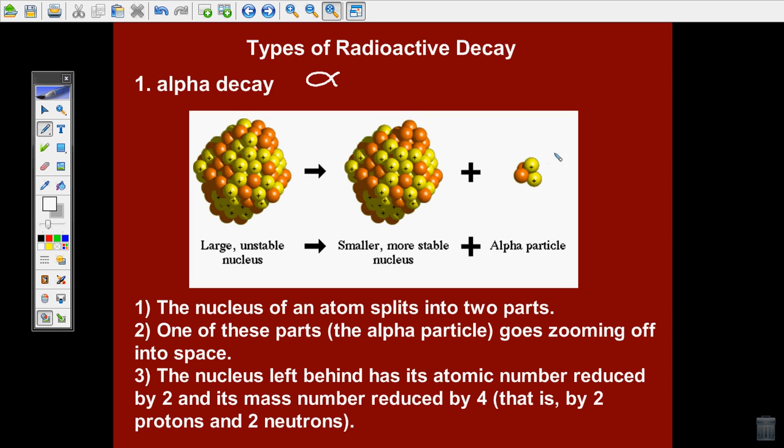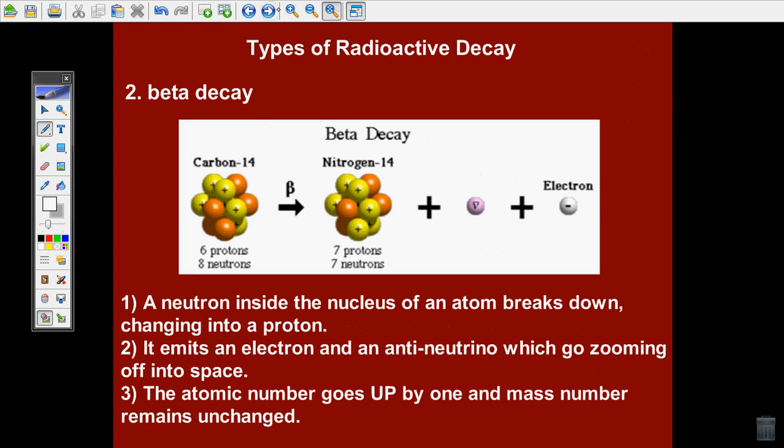So this alpha particle contains 4 particles, and 2 of those are protons. So basically, you're releasing a helium atom, right? This is the mass number, and this is the atomic number. So this is the symbol for an alpha particle.